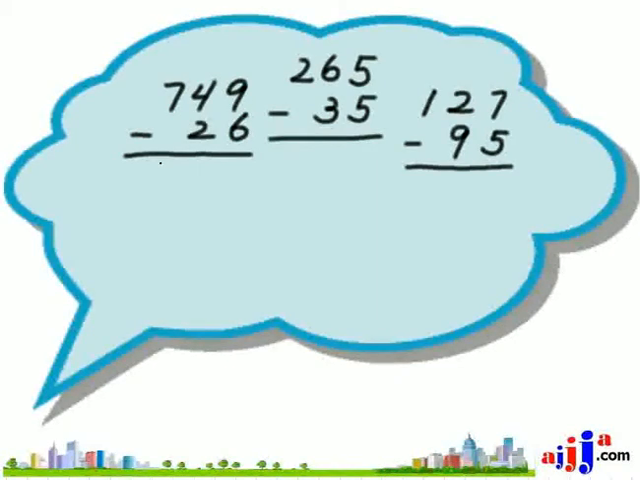I have three questions right here. Okay, let's try the first one first. Okay, left-hand side. Oh man, 749 minus 26. Okay, so you look at the right-hand side first, right?